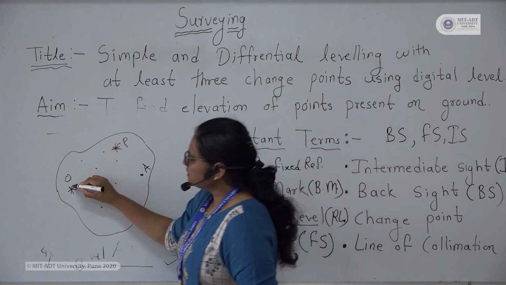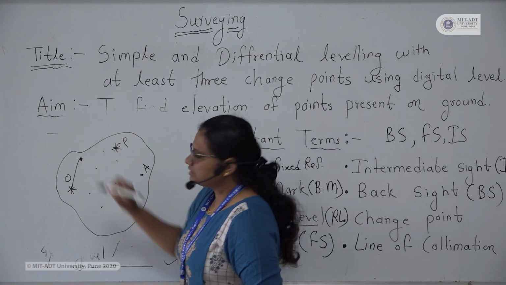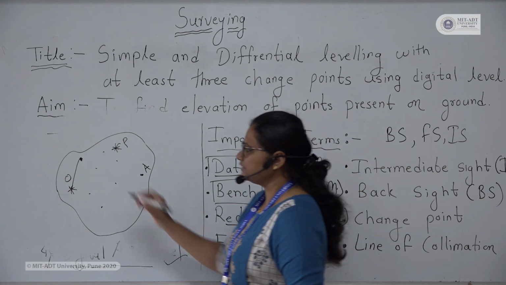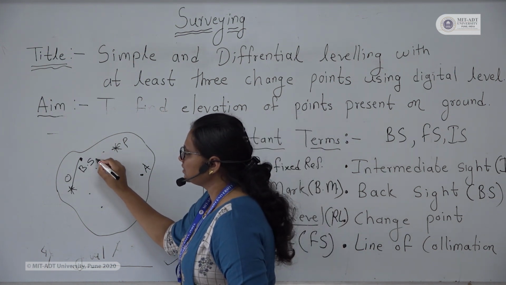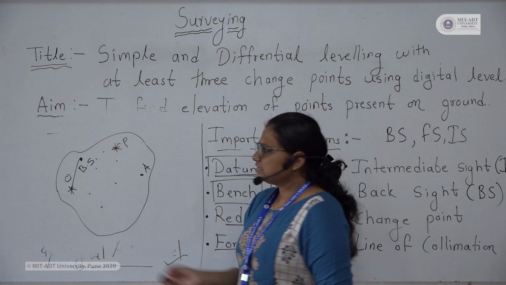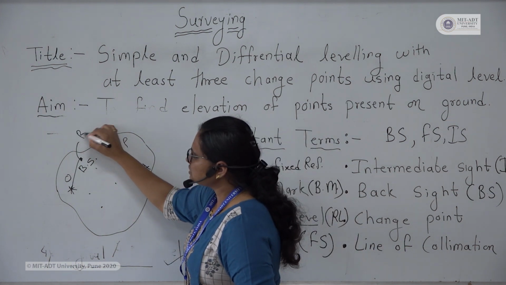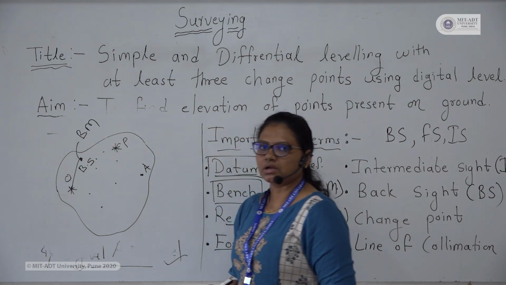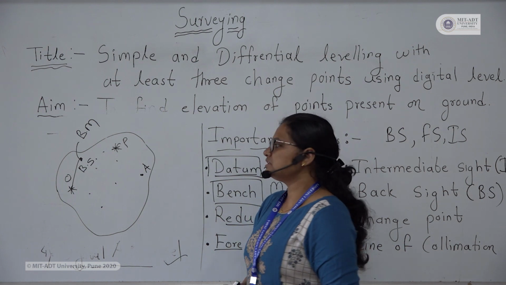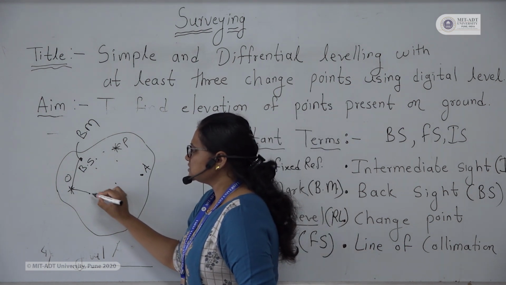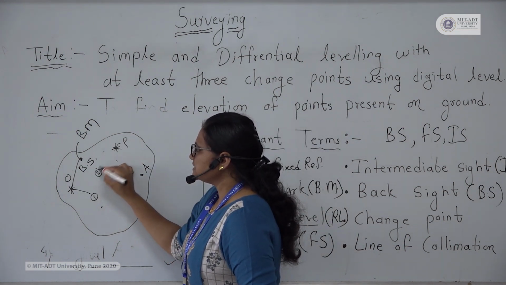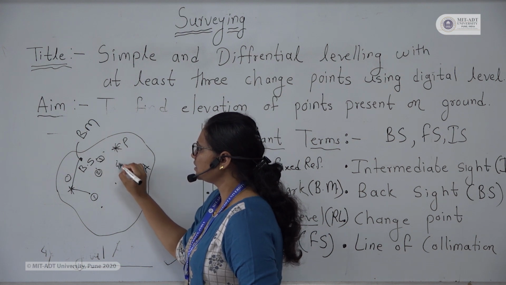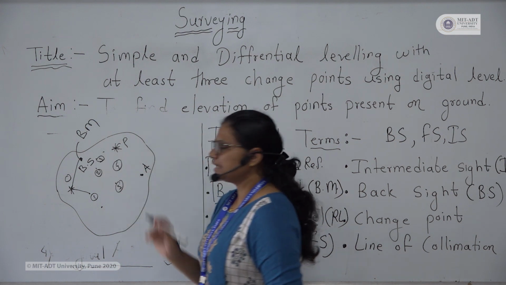Now in this case, suppose I am starting the reading from this point, then this first reading will be my back side. Okay, and that first reading will be of the benchmark. So this one will be your benchmark. Then the second reading which I am observing from this point, suppose this is your first point, this one is second, third, fourth and fifth.